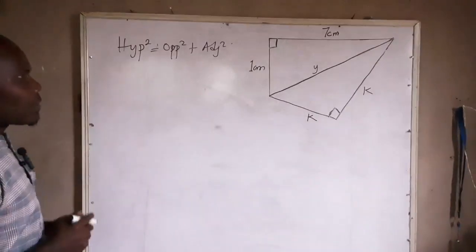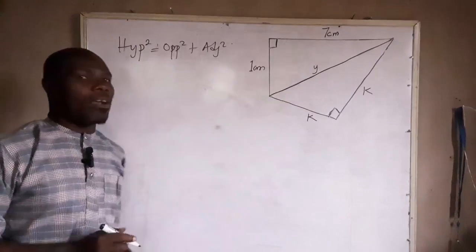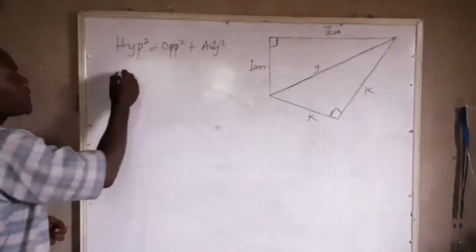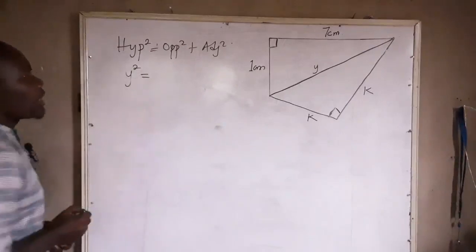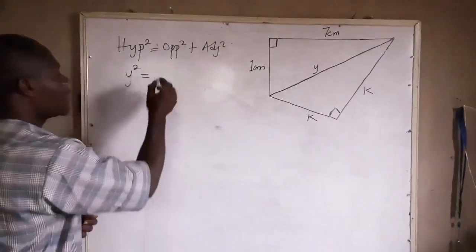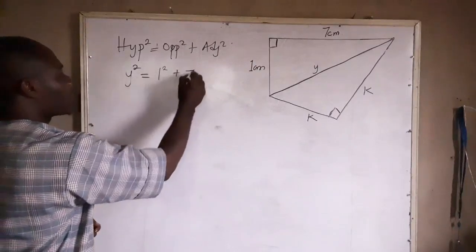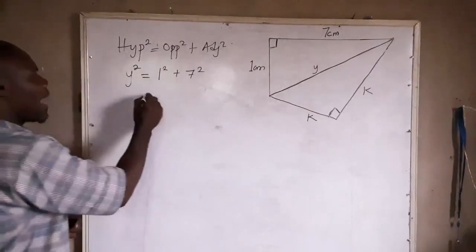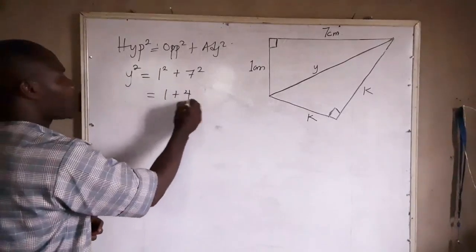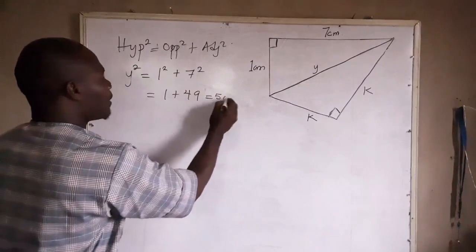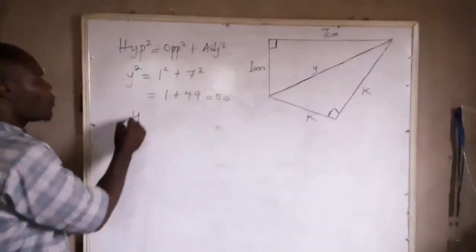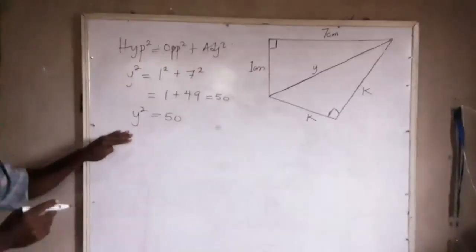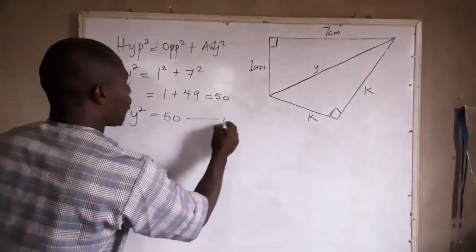So what is the hypotenuse? Any side facing the right angle is the hypotenuse. Therefore, we have y squared is equal to the opposite, and we're able to choose any one of them, 1 squared plus 7 squared. So we now have 1 plus 49, which is equal to 50, telling us that y squared is equal to 50. Let's represent this by equation 1.